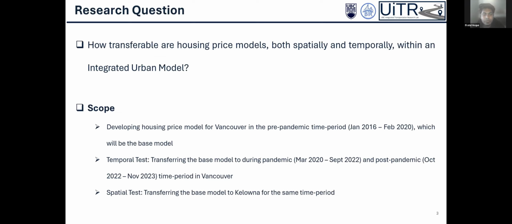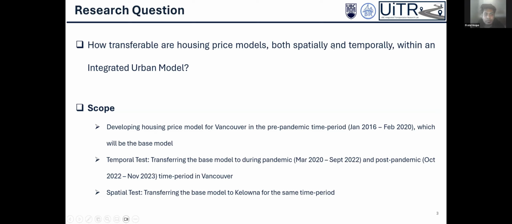So the research question that we are trying to answer here is: how transferable are housing price models, both spatially and temporally, within an integrated urban model? The scope includes first developing a housing price model for Vancouver in the pre-pandemic time period, which is defined here as January 2016 to February 2020, which will be considered as the base model for this study.